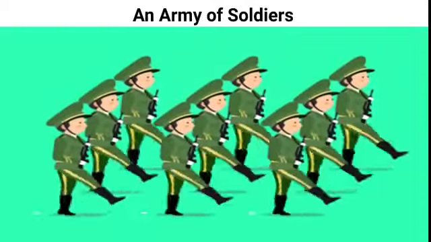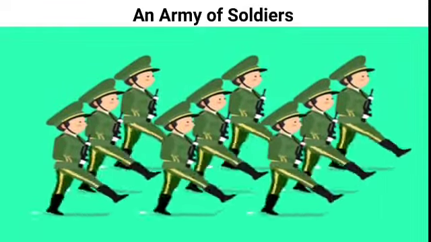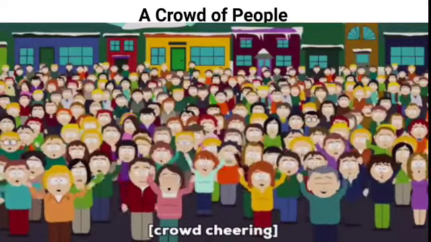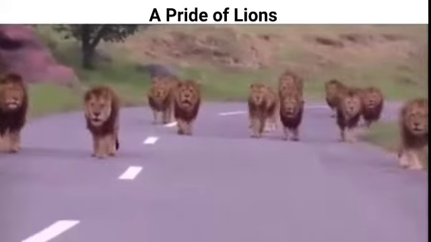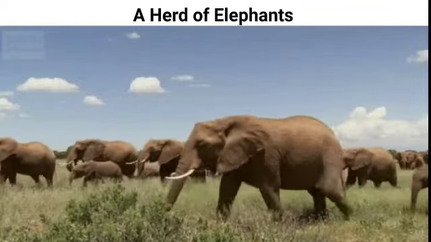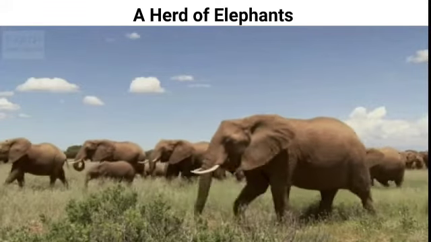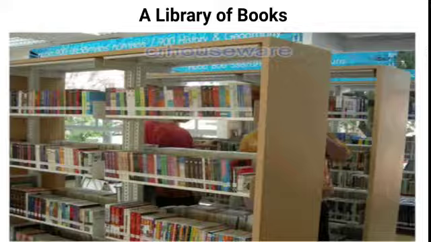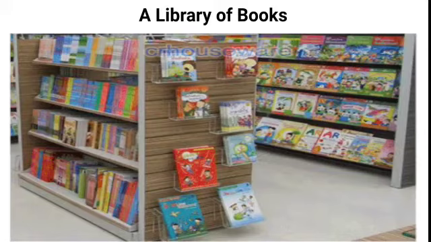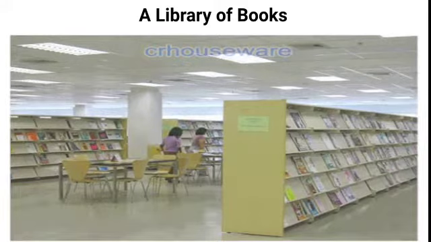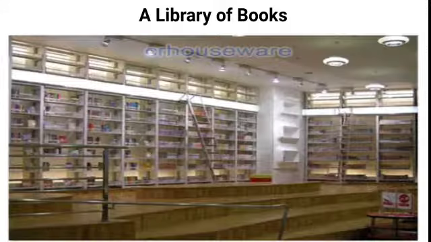An army of soldiers. A crowd of people. A pride of lions. A herd of elephants. A library of books. Children, I hope that you all understood collective nouns. Let's move to our next topic, material noun.